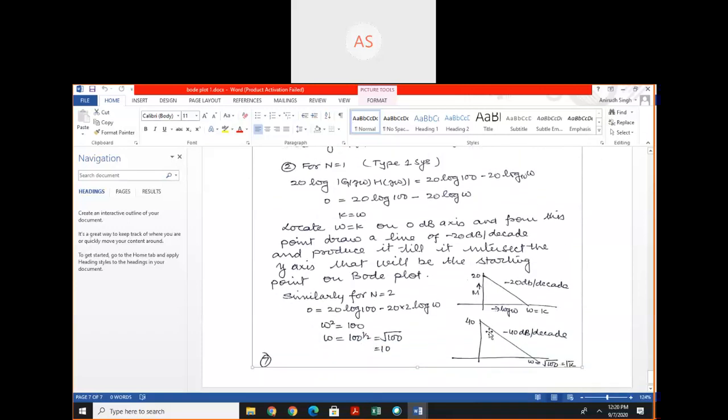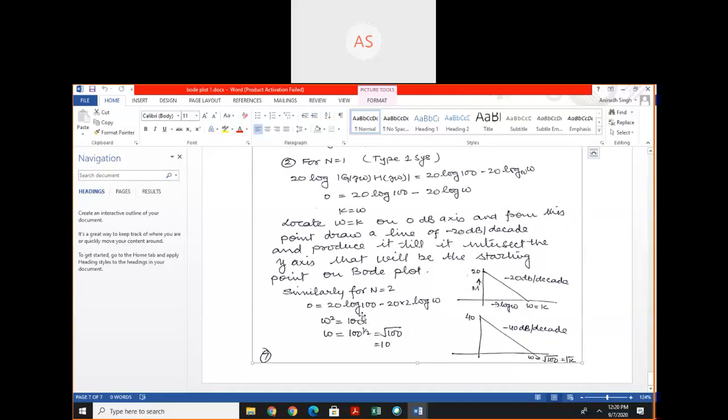Similarly, for a type 2 system, we can determine the value of omega from which we draw a line of minus 40 dB per decade, and this line intersects the y-axis at this point. This is the starting point for the type 2 system.